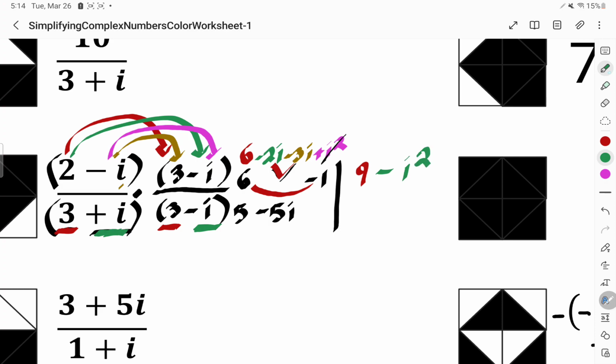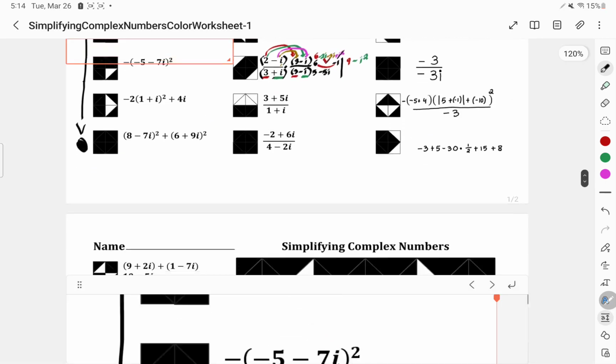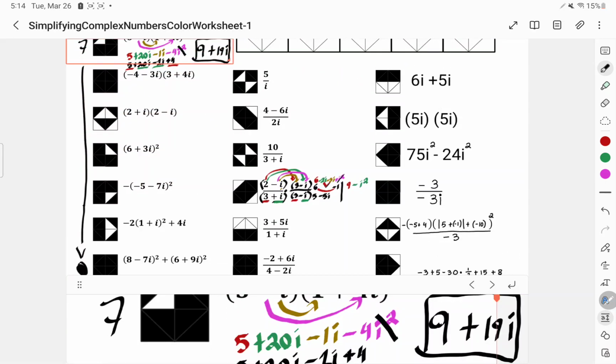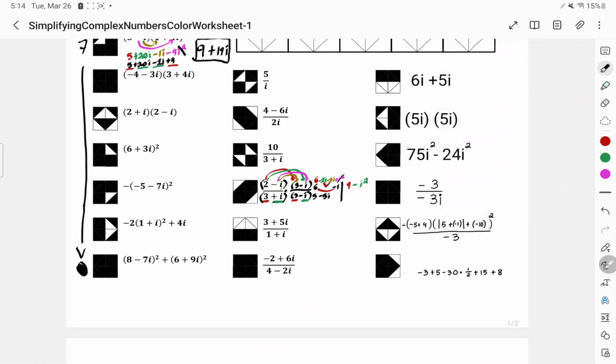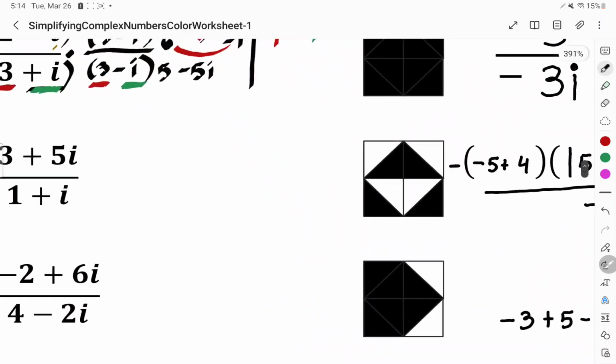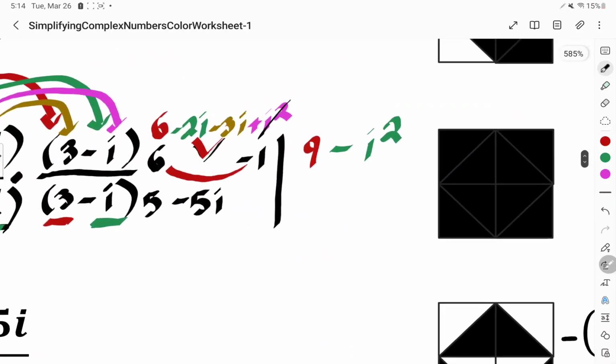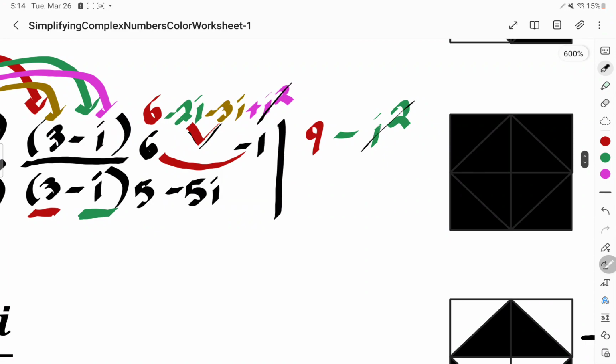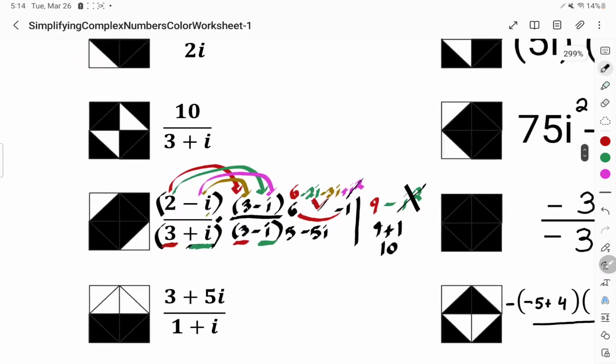At this point, that will cancel out that one, and that one's going to turn into positive 1. So I have 9 plus 1, which equals 10. And we're done. So we already have everything that we need.